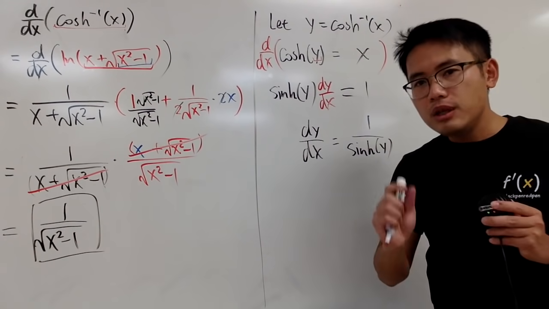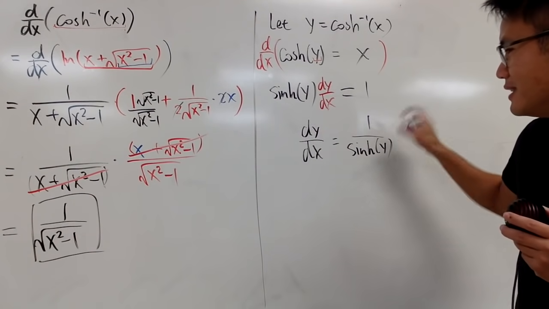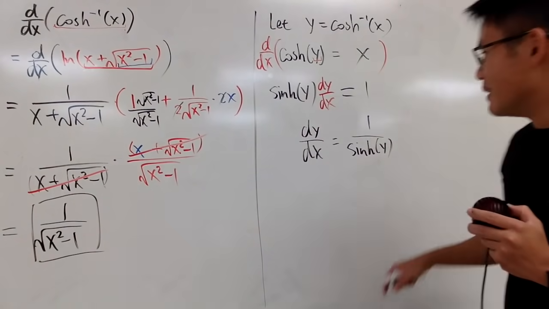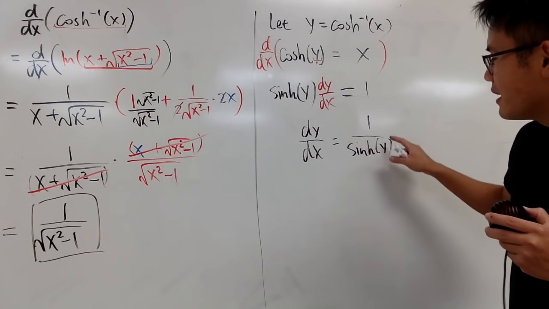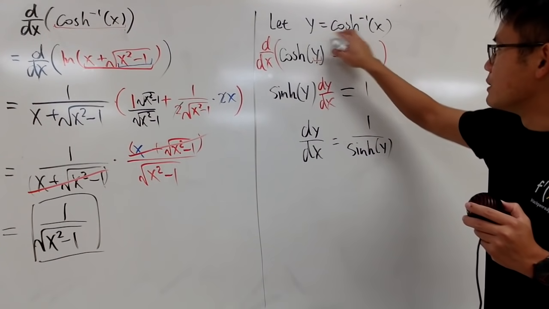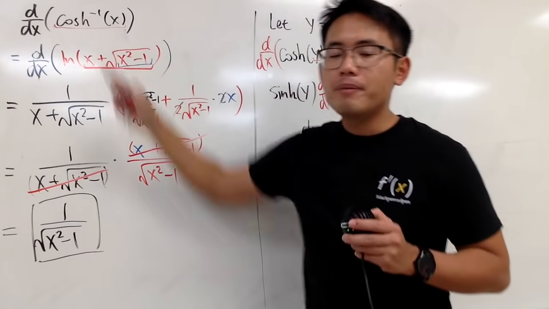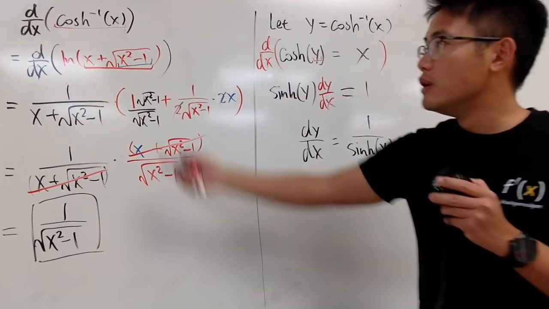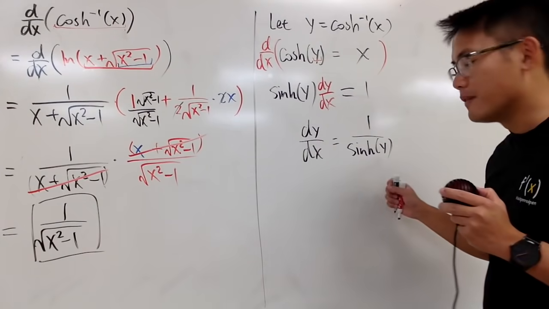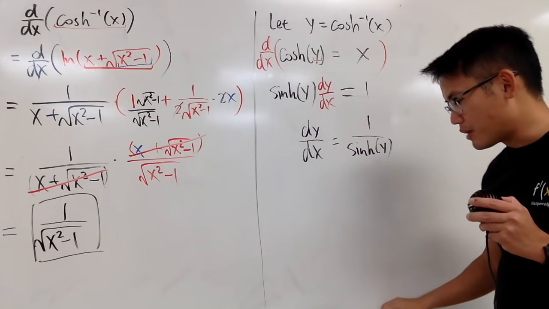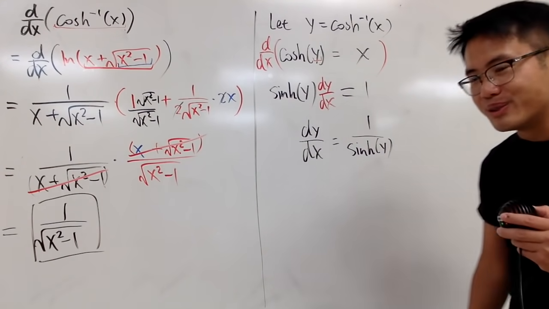And here's a small issue. One is that this is not the same as that. But the main issue is that this right here is in terms of y. Our original expression, especially if you look back here, I want an expression for this derivative to be in terms of x. So we have to do some work right here.